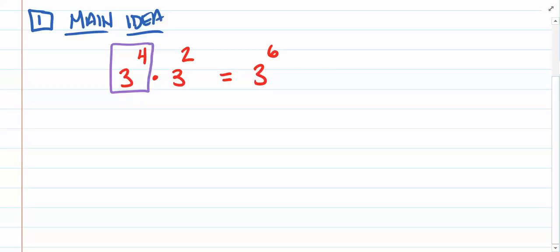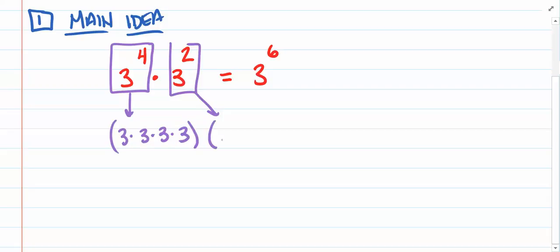What does 3 to the 4th represent? What does it mean? It means 3 times 3 times 3 times 3. There are 4 of them. That's what it means. What does 3 squared represent? 9. No, it really represents 3 times 3.